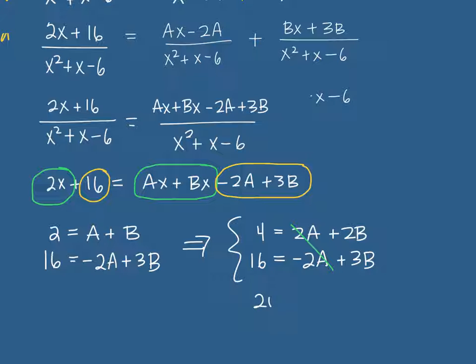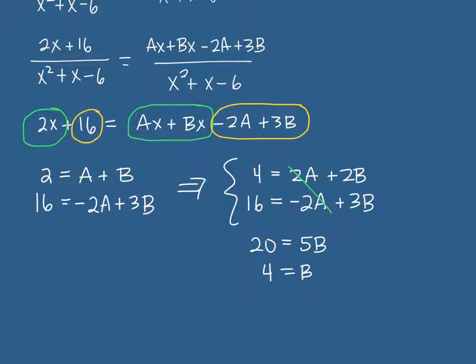I'll be left with 20 equals 5b. Therefore, b must be equal to 4. And if b is equal to 4, I can go back to the original equation and see that a had to have been equal to negative 2. This is what I'm talking about. 90% of this is algebra.